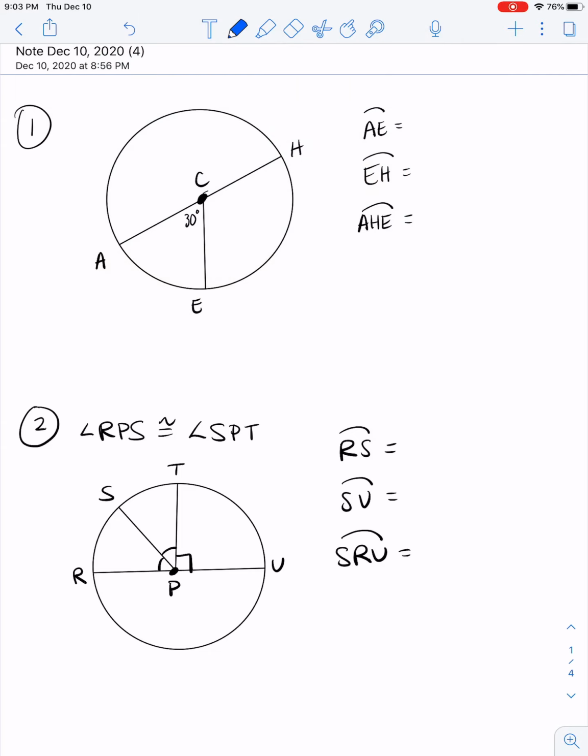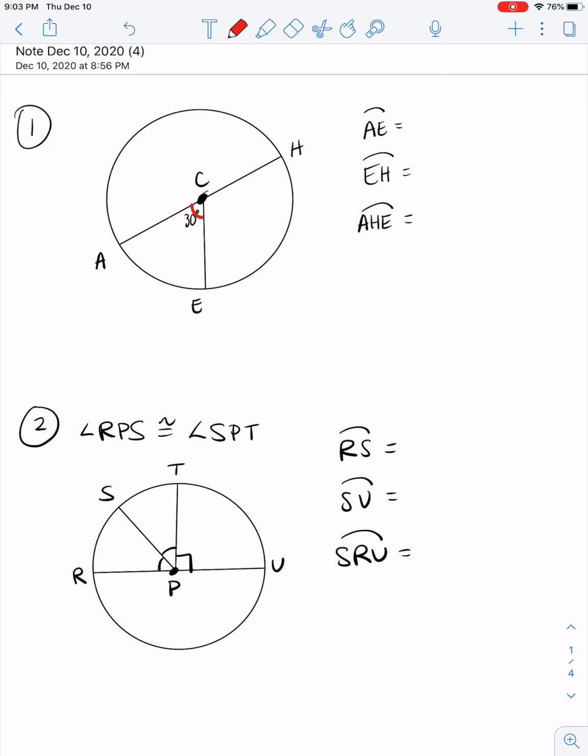So this is geometry, arcs, arc length, and sectors. Okay, so this first question, it says find AE, EH, and AHE based on what we're given in degrees. These are arc measures, and the only thing that we have so far is that this angle right here is 30 degrees.